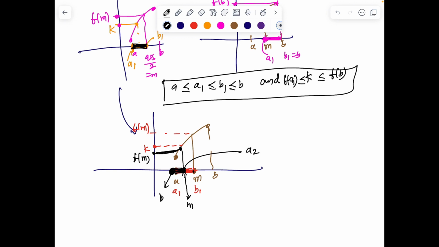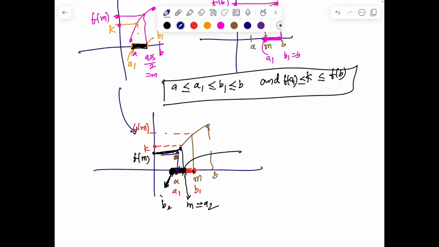So let's call this b2 and a2, right? So a1, I am calling this midpoint, we are calling as a2, and this one we are calling as b2, right? And we'll keep on repeating, because again I'll take a new midpoint corresponding to this.